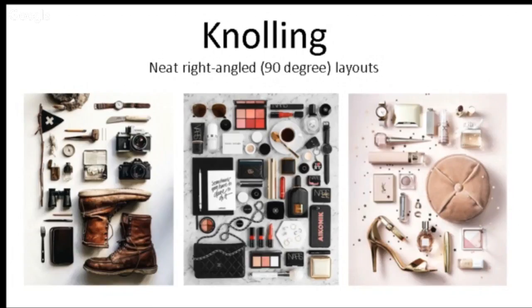Sometimes there is one item that is more prominent than the others, like you can see in the third example. There are two there, the shoe and the cushion. Those become the feature objects, and the others are positioned around them.